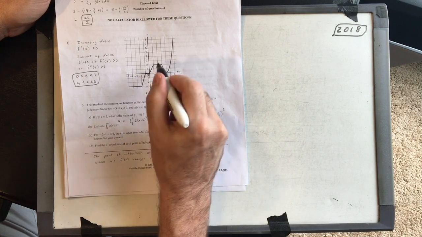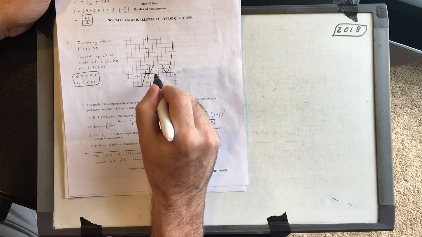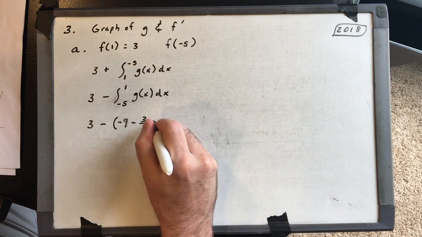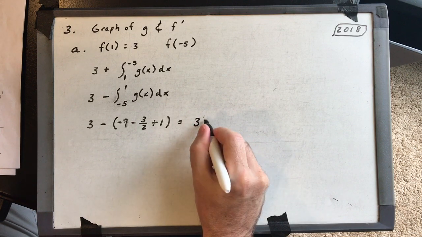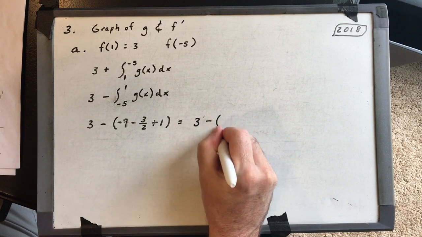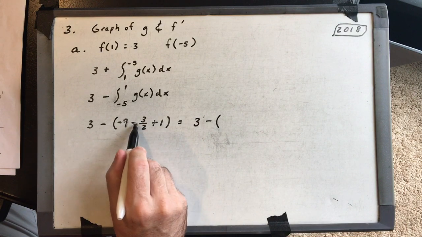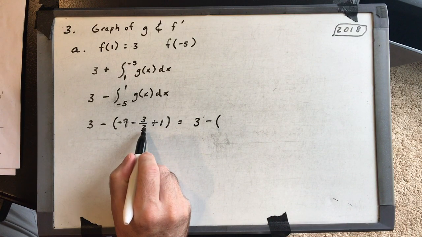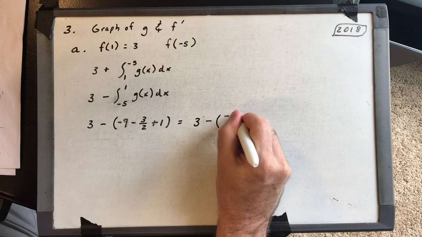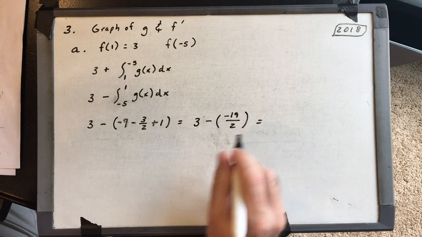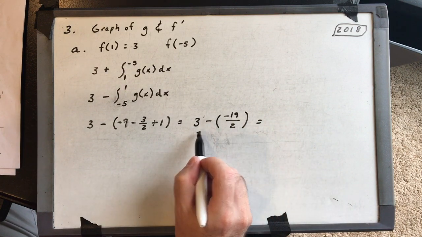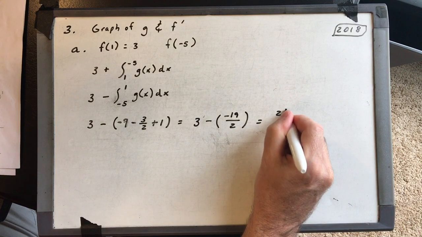And then from 0 to 1, we have a triangle. 1/2 base, which is 1, times height, which is 2. So that gives us an area above the x-axis of 1. So that's going to be 3 minus, and this is going to be negative 9. So negative 18/2 minus 3/2 would be negative 21/2, plus 2/2 would be negative 19/2. A little bit of a pain. So 3 plus 19/2, so that'd be 6/2 plus 19/2, which is 25/2.